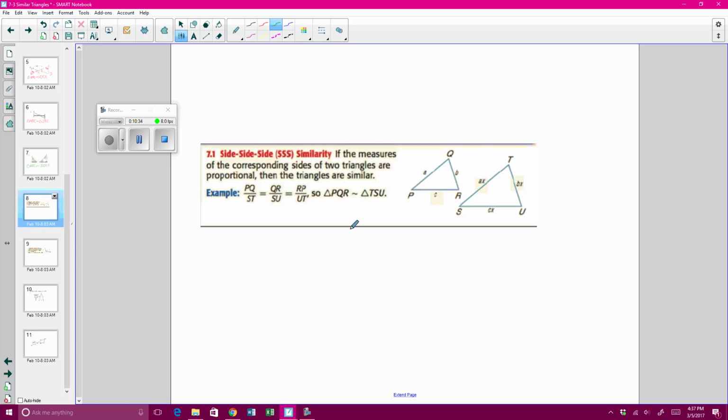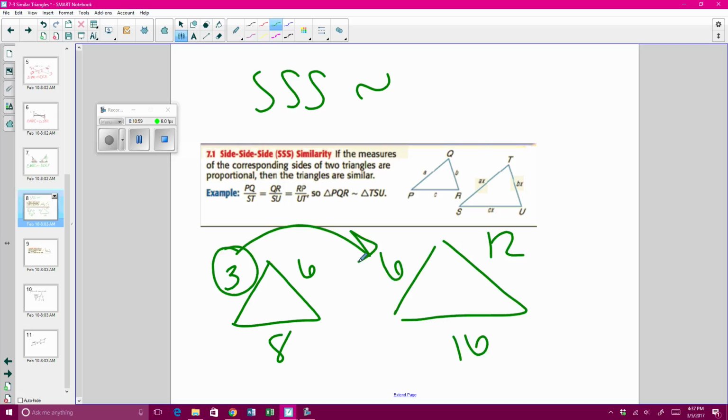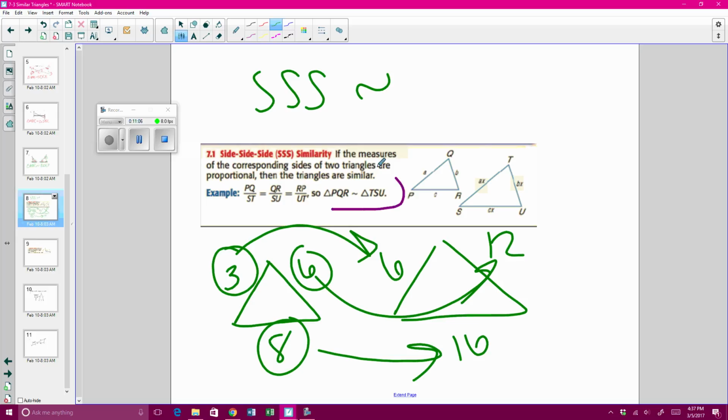We have two more. This is the one that we've been talking about. Essentially, if you have all the sides and they are in proportion to each other, then the triangles are similar by side, side, side similarity. So all of the ones that we've been doing for the past few days, if I said again, this is 3, 6, 8. If I scaled this by 2 and made this a 6, 12, 16, all of these sides are in proportion to each other because they all have a scale factor of 2. So that would be side, side, side similarity. Again, here is the statement.